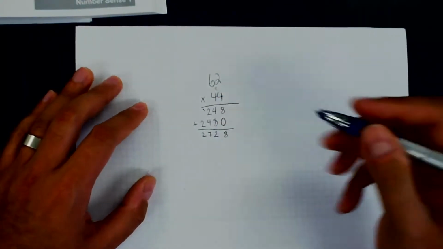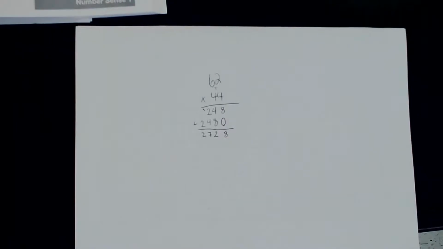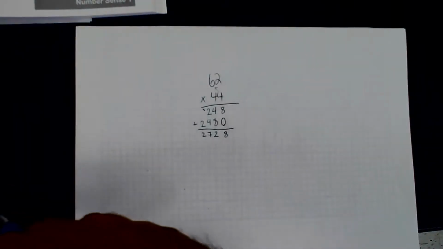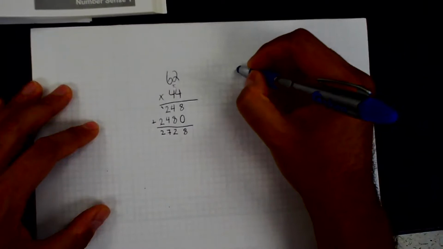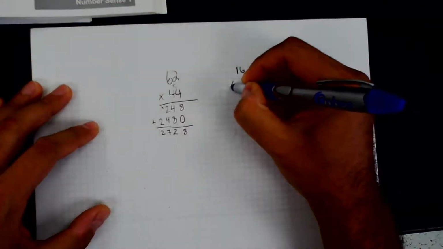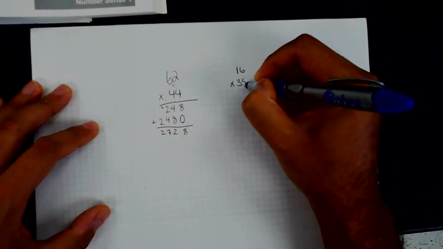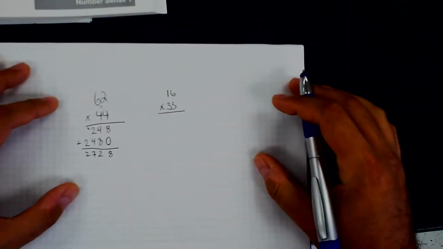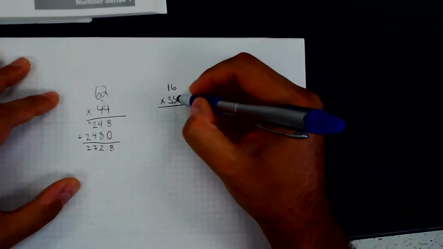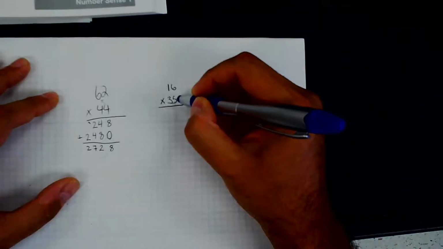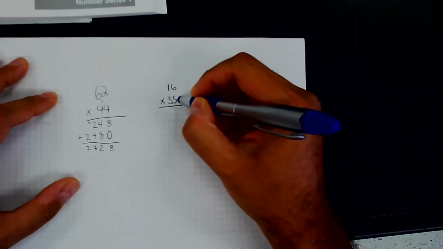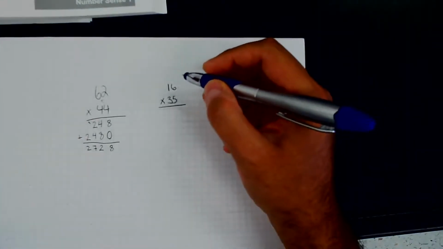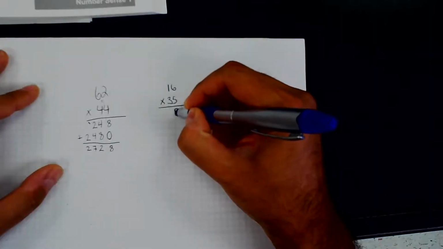Now I'm going to do one that's a little bit trickier, because that one was very basic. So let's get a little bit harder. 16 multiplied by 35. Okay. So step one, start again with the 5, right? 5 times 6 is 30. So you put the 0 here.